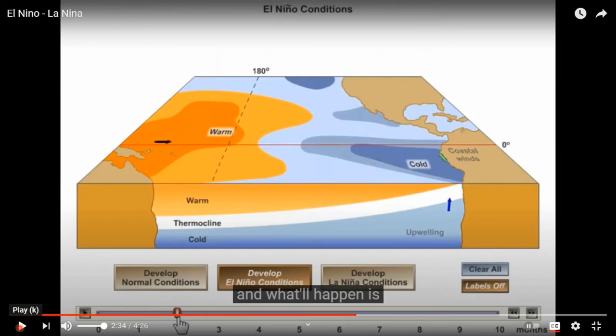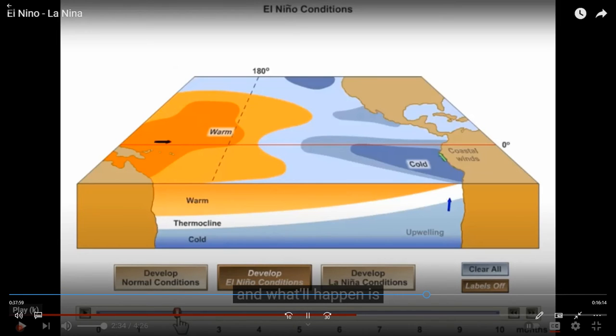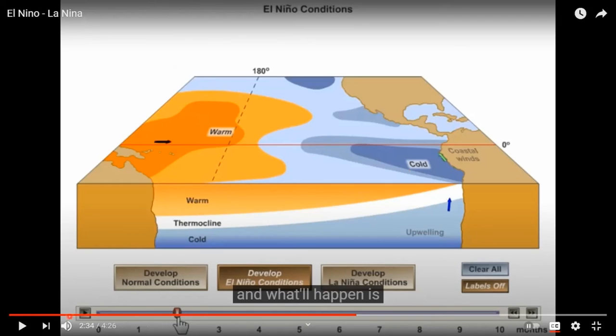Okay, remember, oscillation means like a teeter-totter. It's going back and forth. So this is mind-boggling, because we've learned about the trade winds. The trade winds are constantly blowing, except during an El Nino, when they stop and sometimes can reverse. They can blow the wrong way.